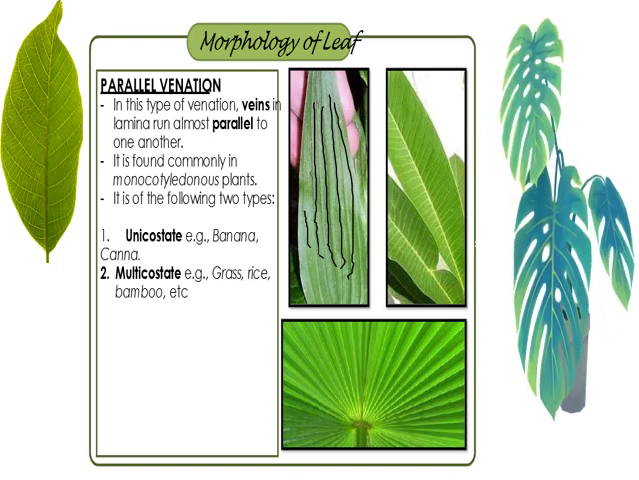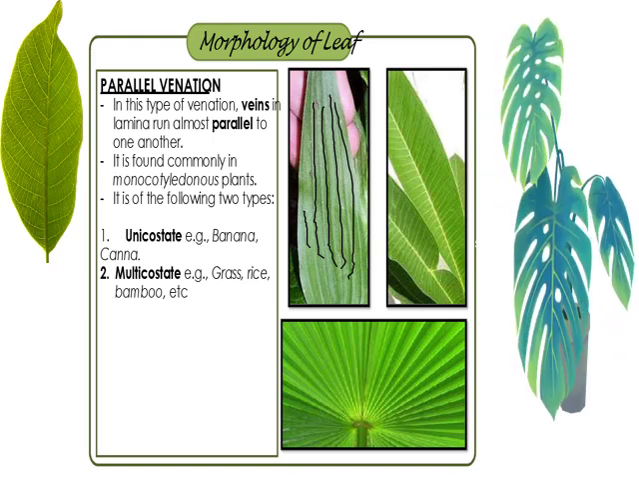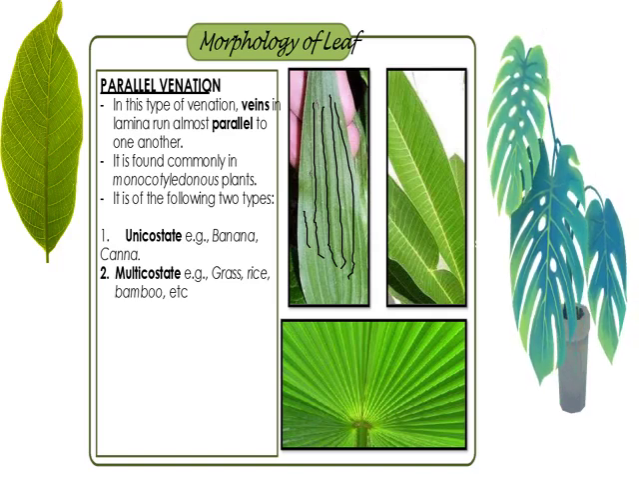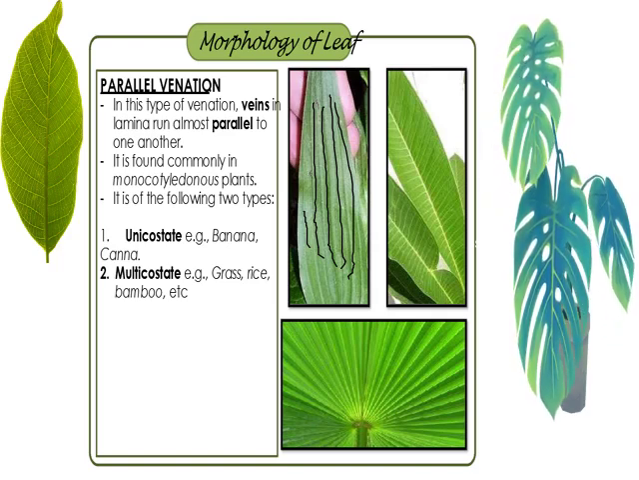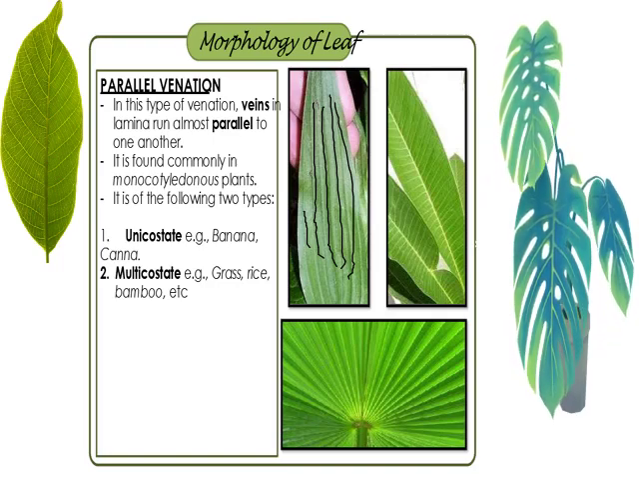It is of the following two types: one is unicostate and the other is multicostate. Unicostate is mostly present in banana, and multicostate is present in grass and rice.